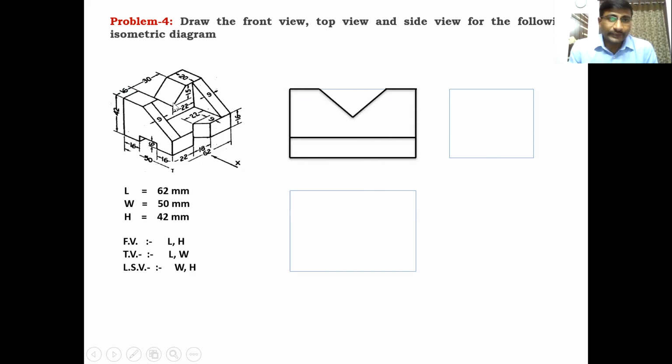Then the V block is there. This is the V block, width of 30 mm. The distance from this point to this point is 30 mm. This 16 and this 16, total 32 plus 30, 62. Length of the diagram is 62.